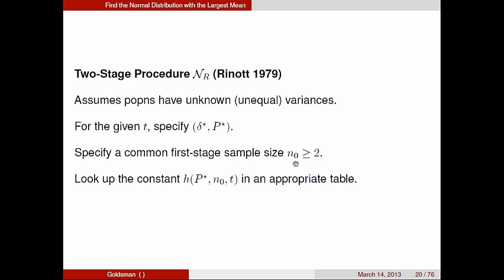I also have to specify how many observations I'm going to expend in my first stage of sampling. Usually, I would recommend 20 or 30 observations, not just 2. And then I look up this mysterious constant in a table, and I'll show you the table later. Notice I don't specify sigma, the various different variances, because I don't know sigma. My first stage of sampling is going to estimate sigma.